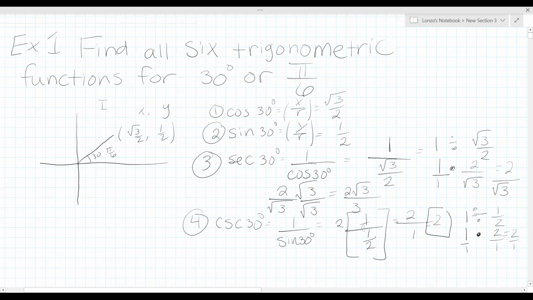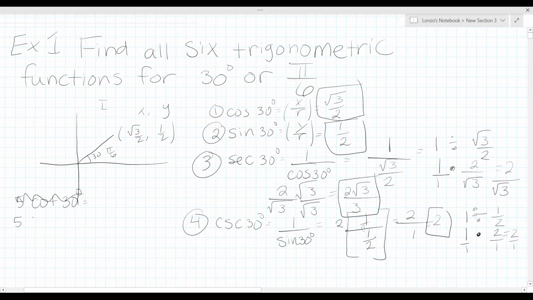Secant of 30 is 2 radical 3 over 3. Sine of 30 is 1/2. Cosine of 30 is radical 3 over 2. And then what else? We got to do 2 more. So let's find tangent and cotangent. Cotangent is, remember, pretty much the reverse. Oh, I didn't even find tangent yet. So let's find that first.